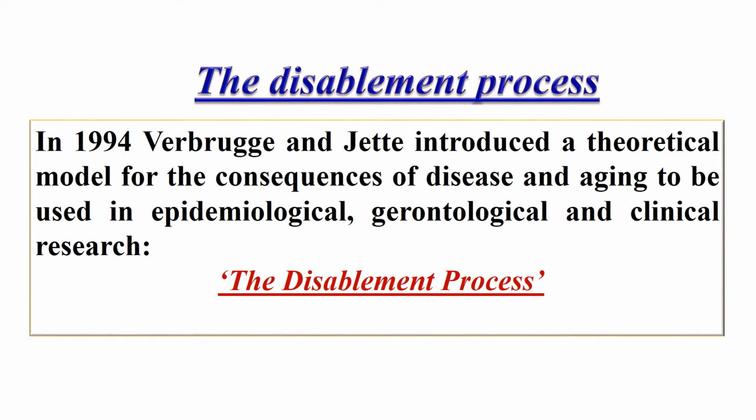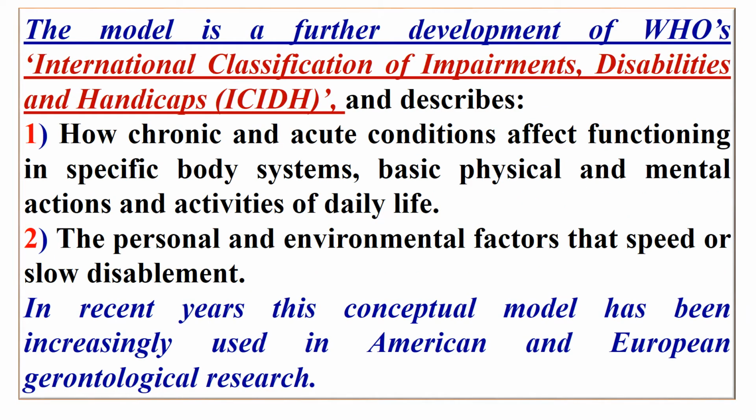Verbrugge and Jette introduced a theoretical model for the consequences of disease and aging to be used in epidemiological, gerontological, and clinical research. The model is a further development of WHO's International Classification of Impairments, Disabilities, and Handicaps, and describes how chronic and acute conditions affect functioning in specific body systems, basic physical and mental actions and activities of daily life. And the second is the personal and environmental factors that speed or slow disablement. In recent years, this conceptual model has been increasingly used in American and European gerontological research.